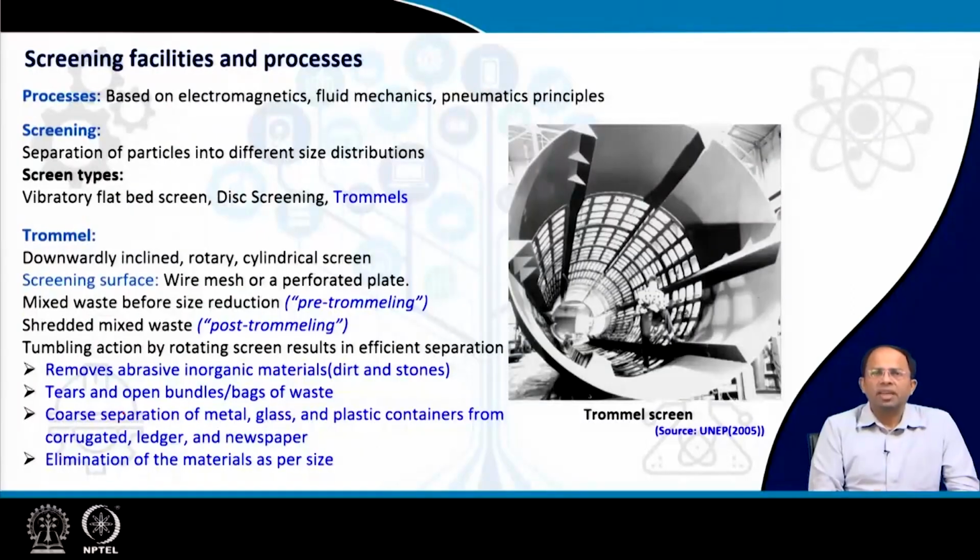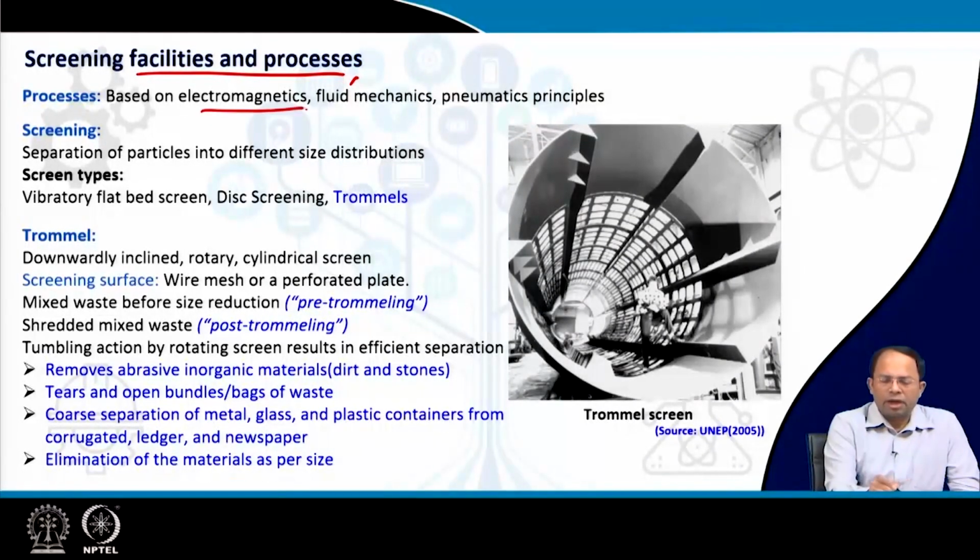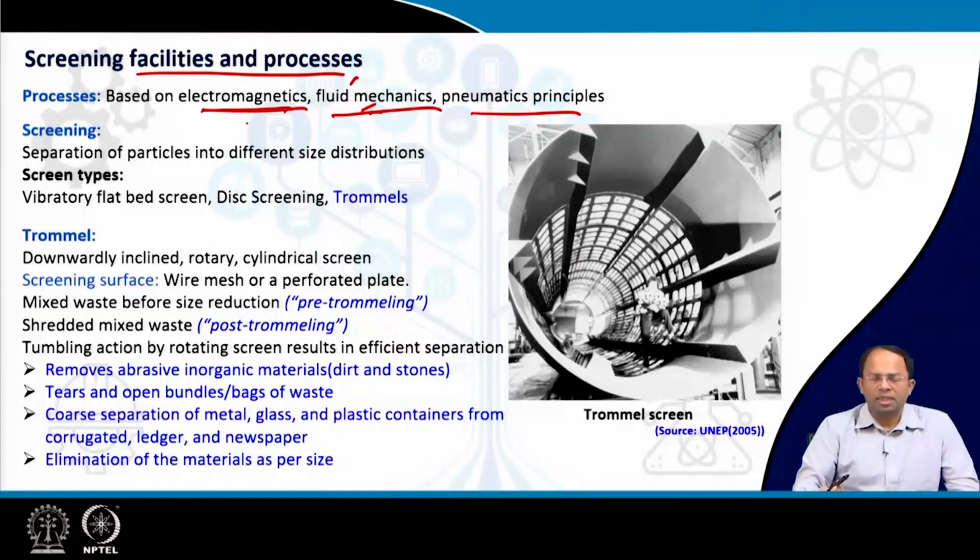Then comes the screening phase, where we talk about screening facilities and processes. The overall processes that you will see in this kind of plants are either based on electromagnetics or fluid mechanics or pneumatics. That means using air, right? Air classification is done by using the properties of air, which is a fluid. So fluid mechanics is involved. And based on electromagnetics, where we use magnets and all, right? So these are the things which we will use in different steps.